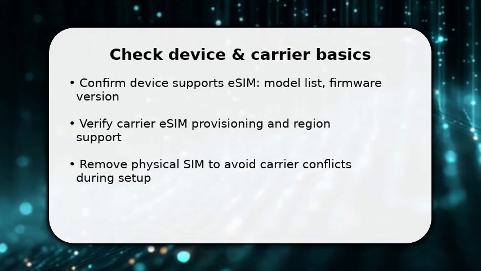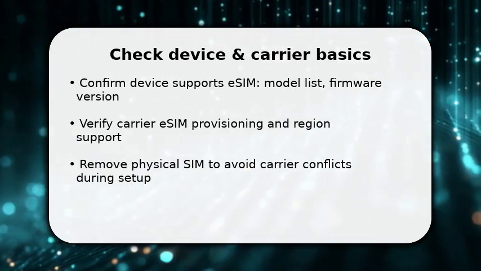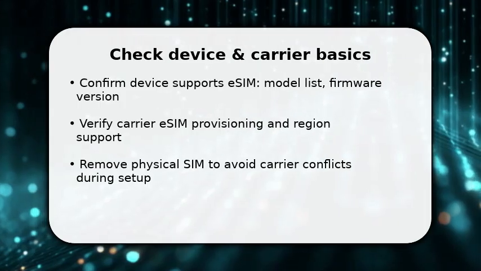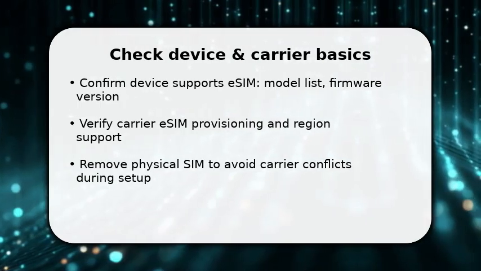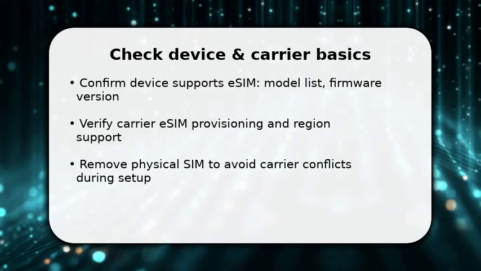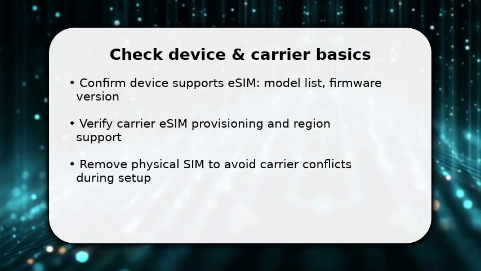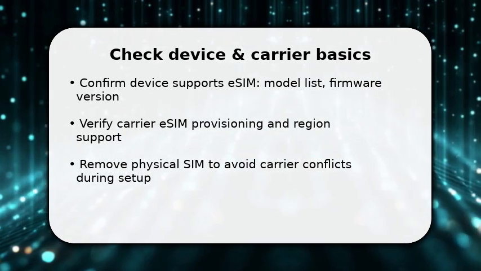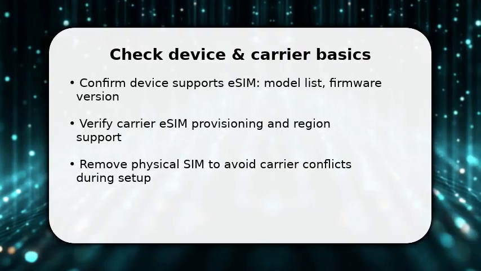Once done, call or use carrier chat to confirm your account is eSIM enabled and the plan allows eSIMs in your region. While on the call, disable any active physical SIM or note the IXID. Removing the physical SIM can stop automatic network locking during the eSIM import.